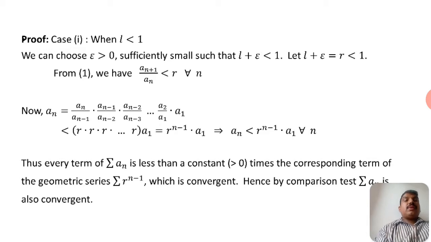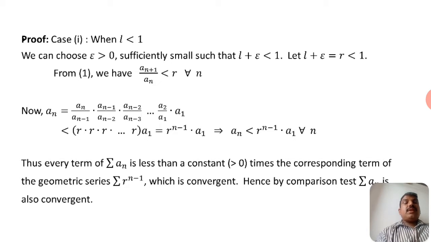Proof, case 1. When L is less than 1, we can choose epsilon greater than 0 sufficiently small such that L plus epsilon is less than 1. Let L plus epsilon equal R, which is less than 1. From 1, we have a_(n+1) by a_n less than R for all n.